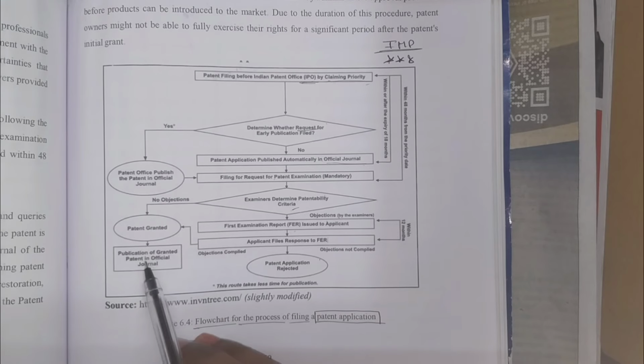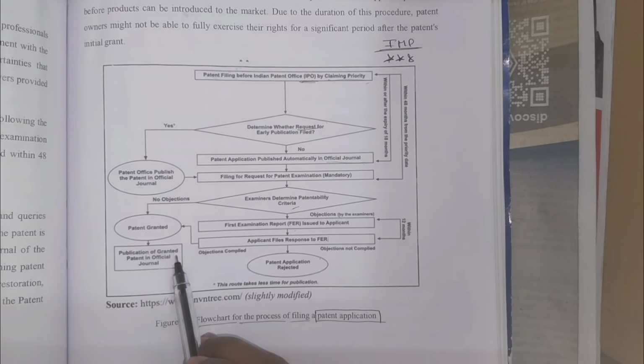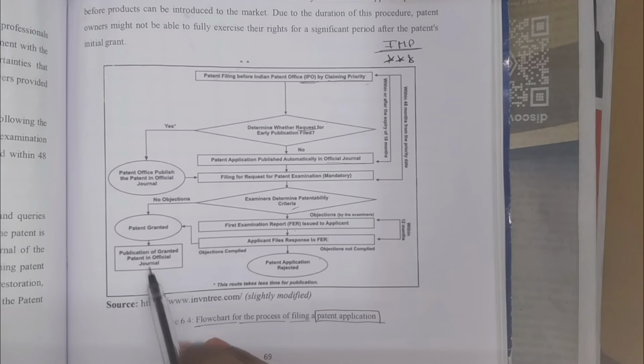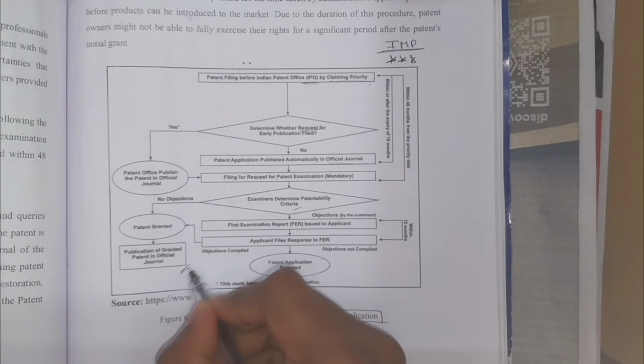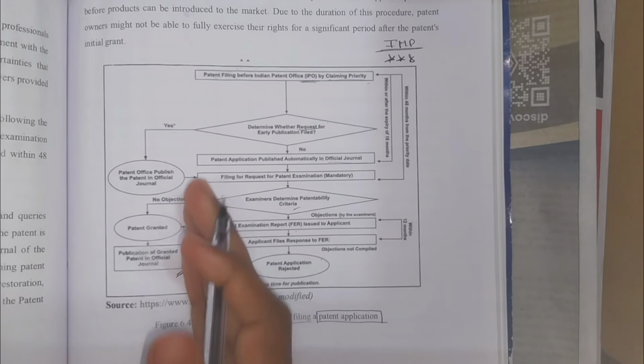After that, the granted patent will be published in the patent office journal. This is the end of the patent application. This is the one part.